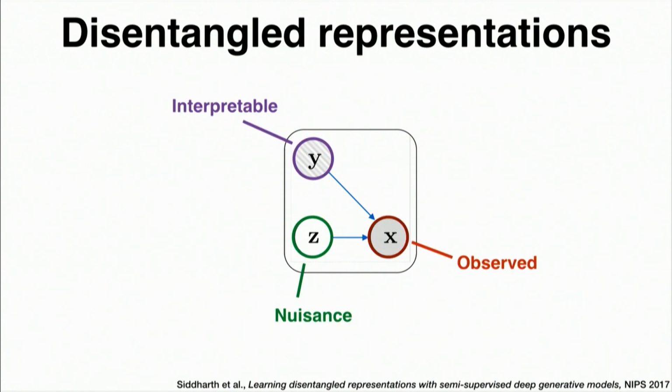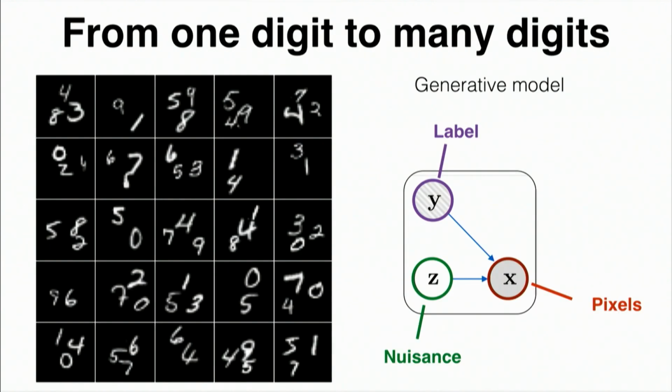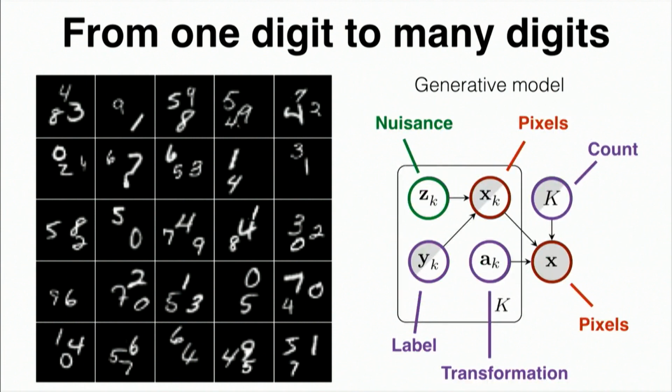So here's the setting. We had this interpretable factor, observed data, and this nuisance variable. Let's try moving from one digit to many digits. This will also take advantage of compositional properties of graphical models in the traditional sense. Instead of looking at this canvas with one digit, these will have anywhere from one to three digits placed on them somewhere in different sizes. To make a generative model for this kind of data, we just take the old generative model for the single image and add a couple other random variable nodes.